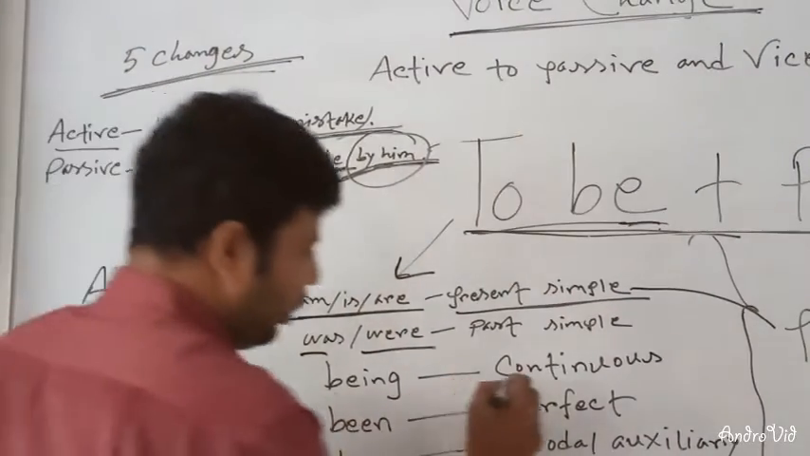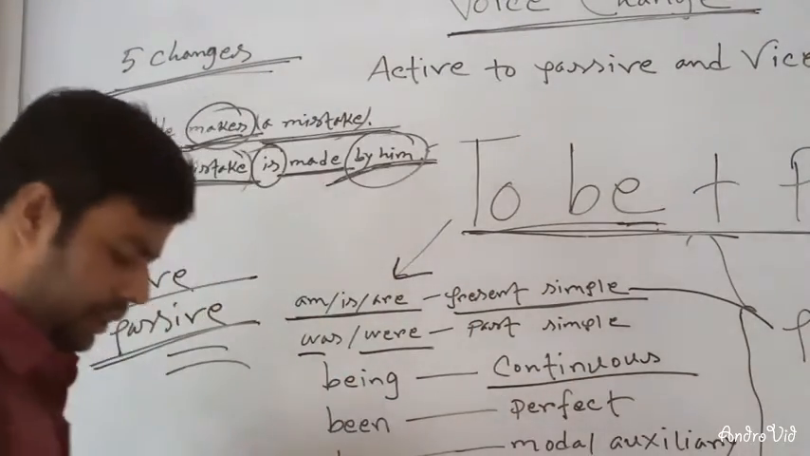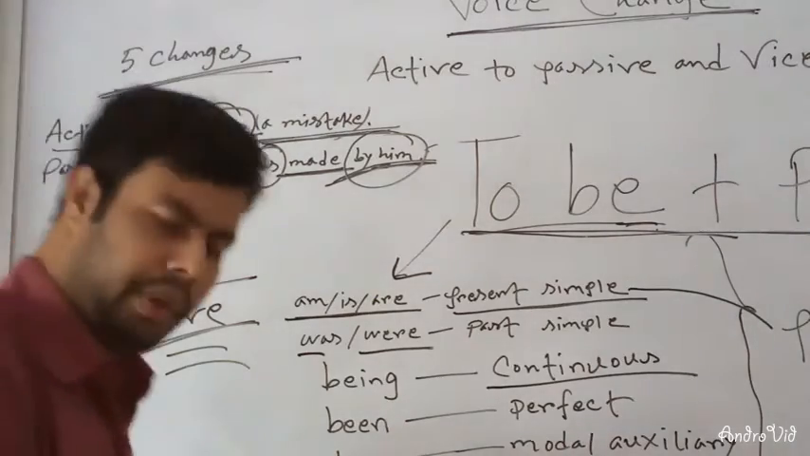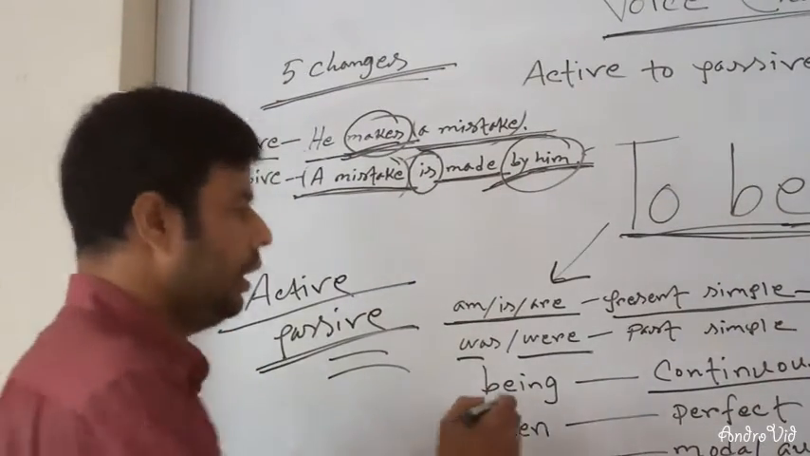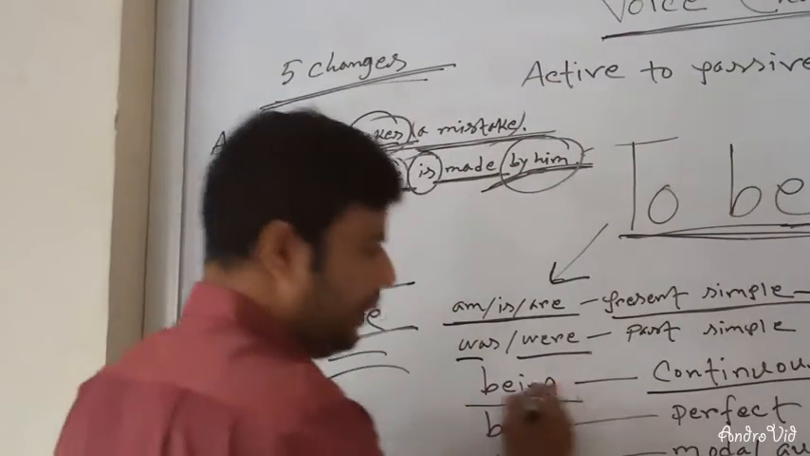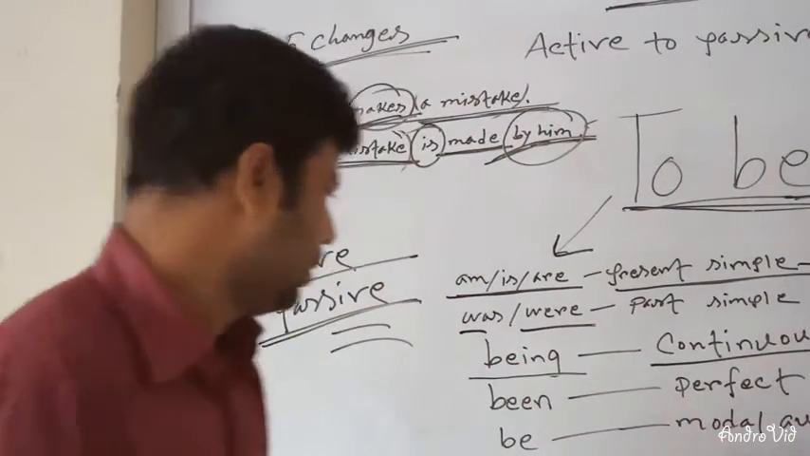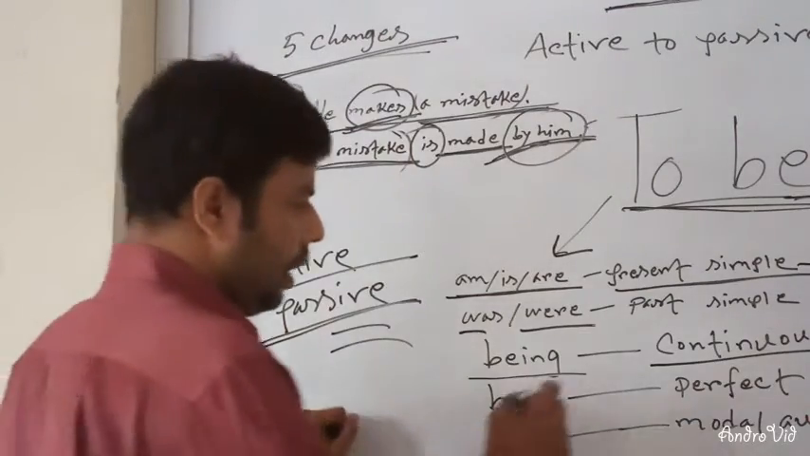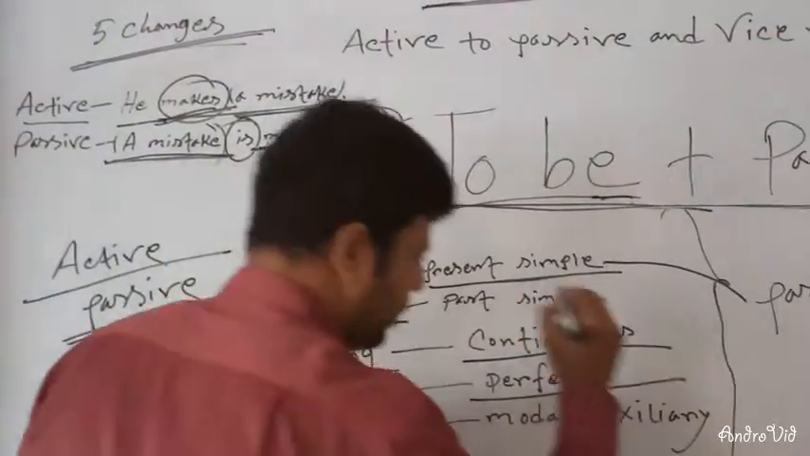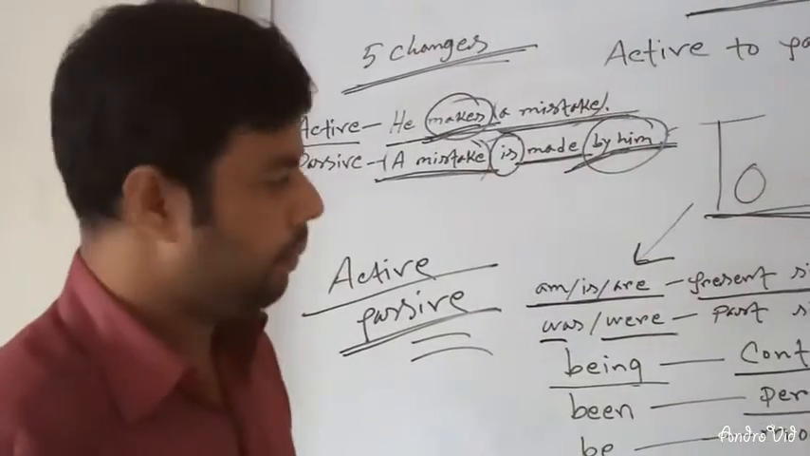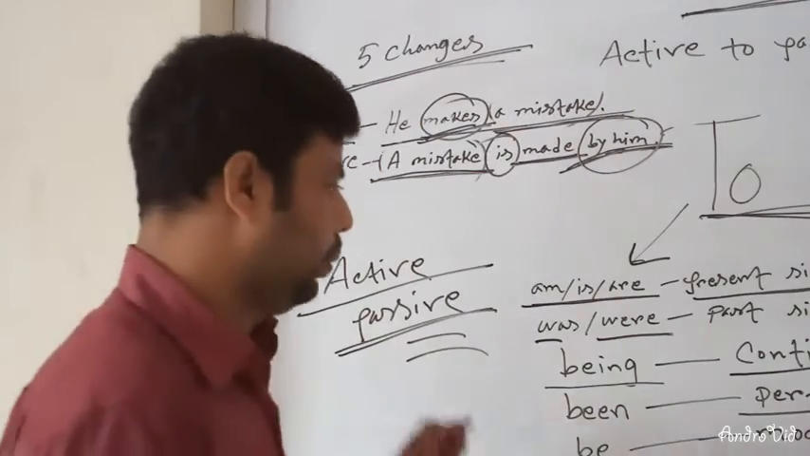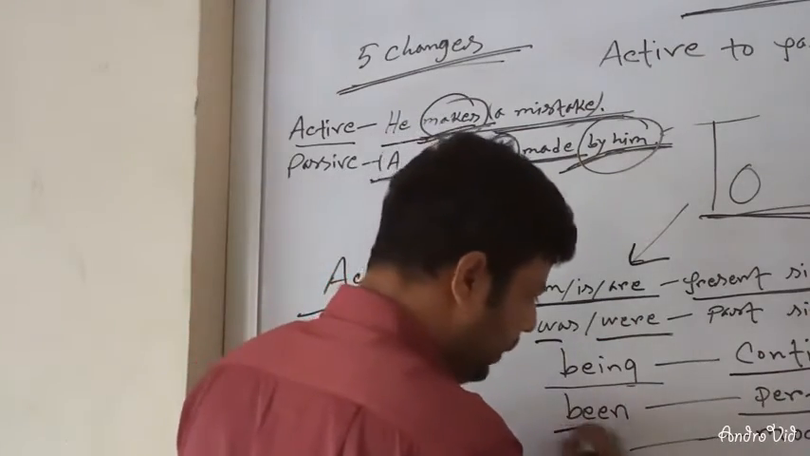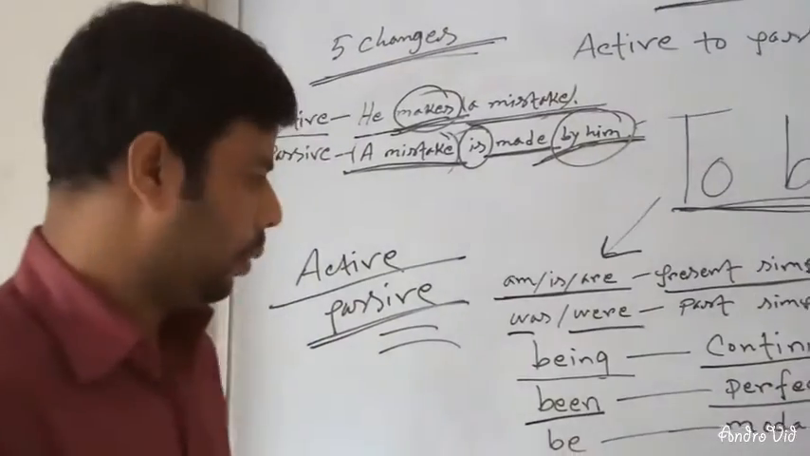Then, if you have continuous tense in the active voice, continuous means it may be present continuous or past continuous, you need to put be after the continuous form in order to make a passive sentence. If you have perfect tense, it may be either present perfect, past perfect, or future perfect, you have to put an extra word, that is being, in making passive voice.